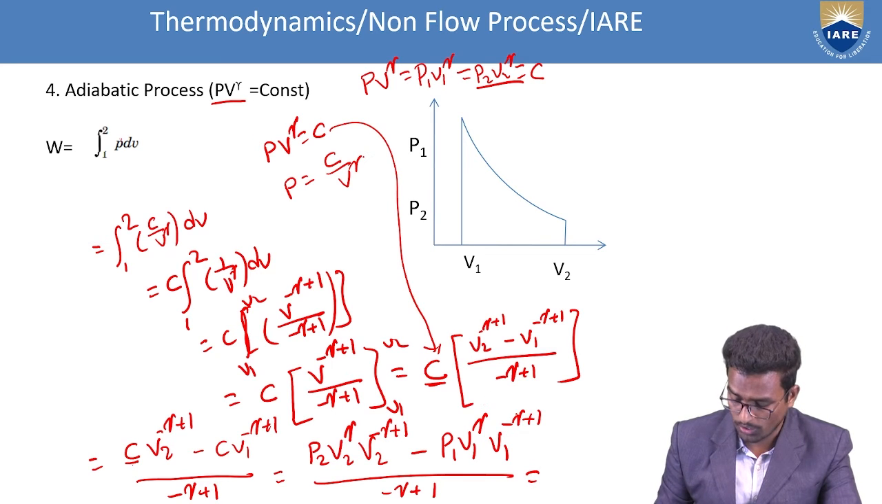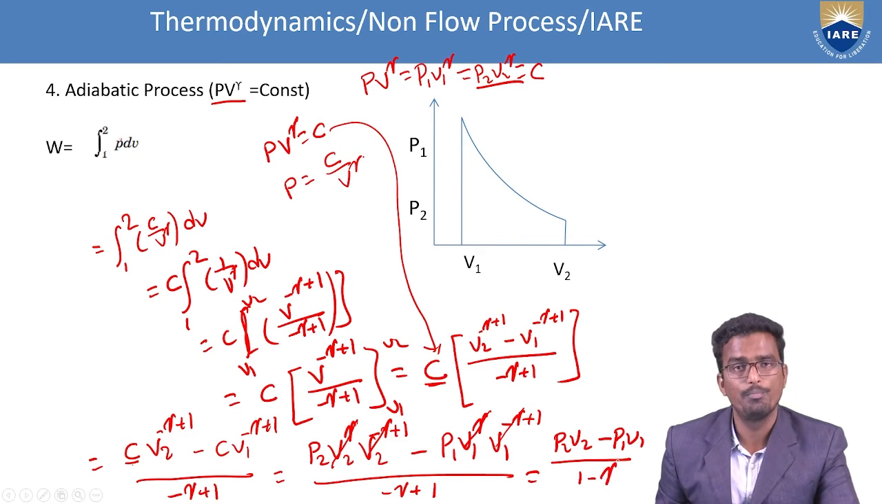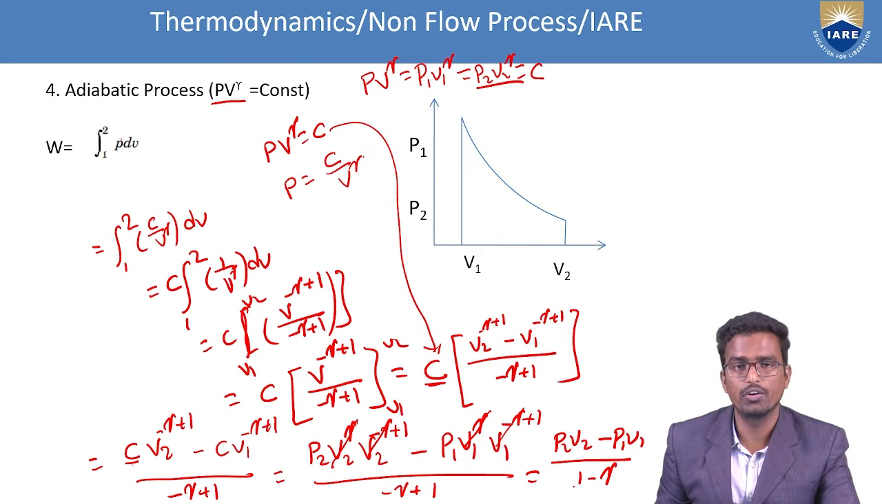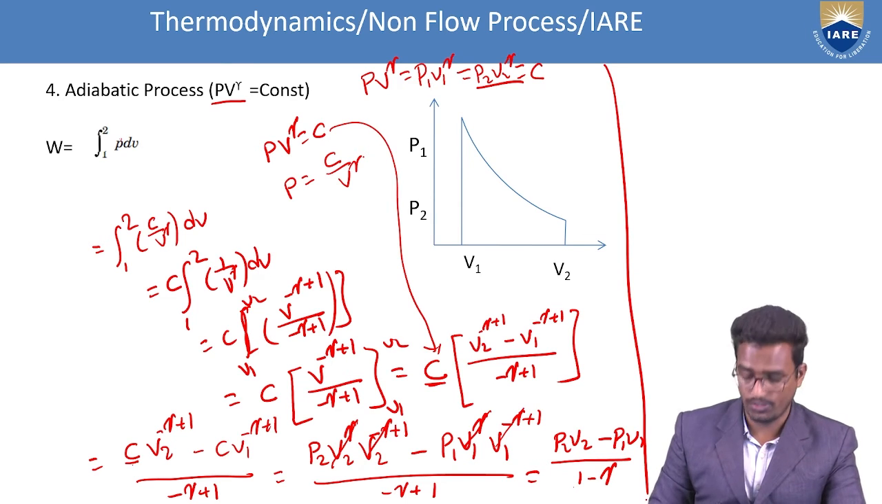If you do this, the minus gamma power and plus gamma power cancel. Here also it is minus gamma plus gamma. What remains? Only one value. That means P2 V2 minus P1 V1 by 1 minus gamma. You understand, right? P2 V2 minus P1 V1 by 1 minus gamma. Now we do a further simplification.